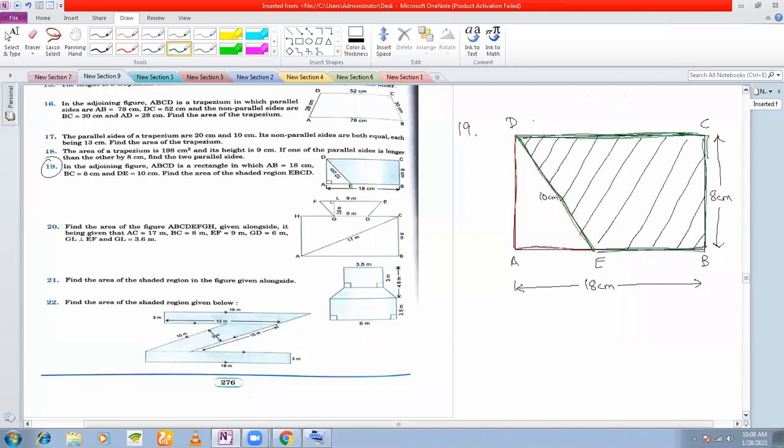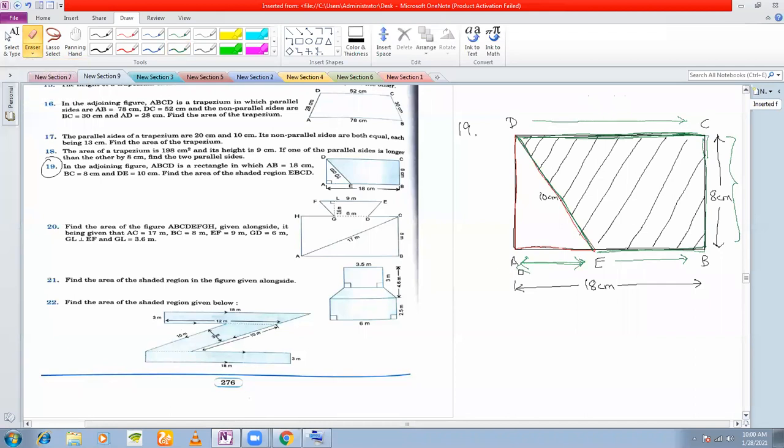In which, what are the parallel sides? This is one parallel side. This is the other parallel side. And what is the height of the trapezium? This is the height of the trapezium. Okay. But in either case, whether you treat it as a rectangle minus triangle, or whether you find out the area of the trapezium, you will definitely require this length, which is not given to you. And how do we find out this length?